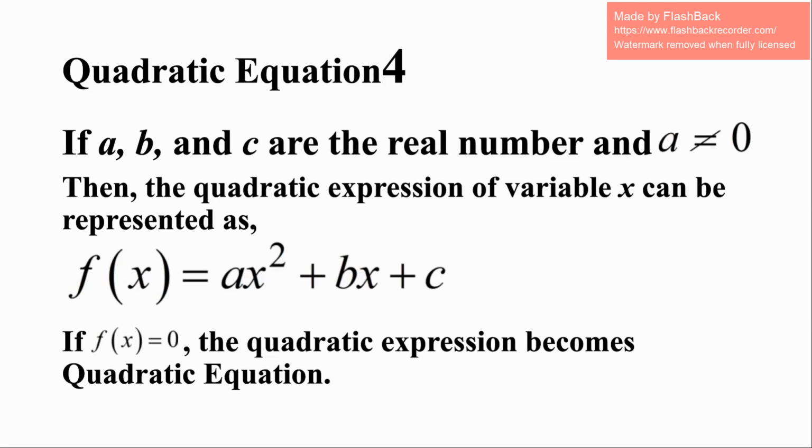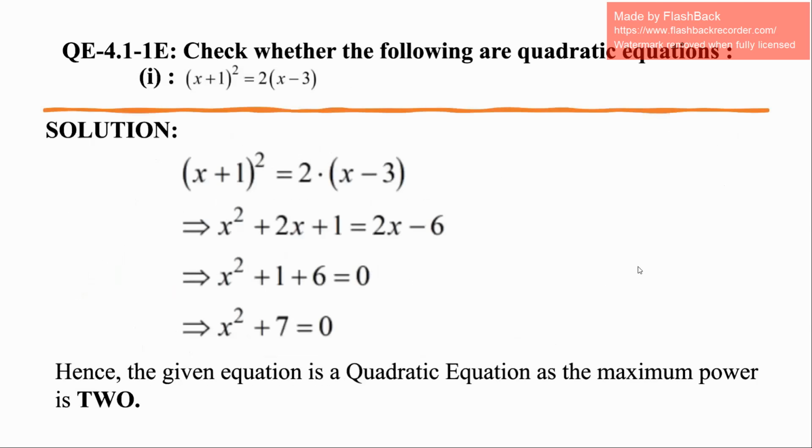It is also given that if a is not equal to 0, then it is a quadratic equation. But if a equals 0, the ax square term will be 0, right? The remaining terms are bx plus c, so bx plus c equals 0 is a linear equation, right? So now come to the problem.